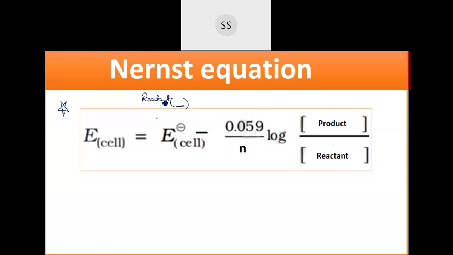On the reactant side, you see which ion they have given the value for, and that has to be written for the reactant. And on this side we always have the product. The product you always have towards your right hand side. There also, the ion for which they have given the value is the one you need to substitute here for the product. And the product divided by reactant. So this is the equation.